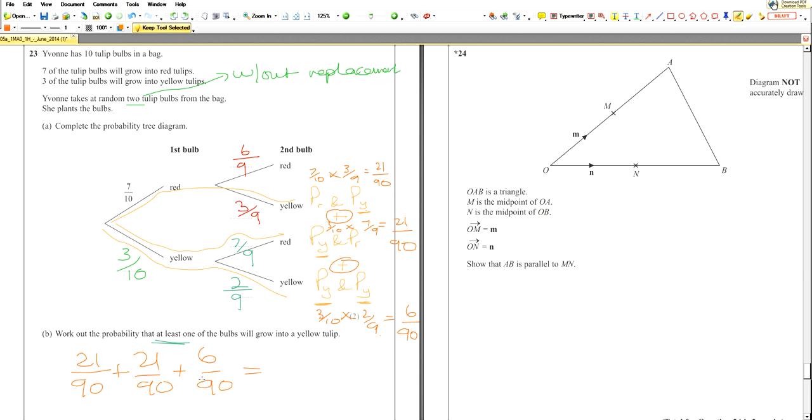So we have 21 plus 21 plus 6, that's 42. 42 plus 6 is 48 over 90, which is our answer. We can cancel that down if you want to, but I'm just going to leave it here, and the examiner's mark scheme has got that as the answer, so that's good enough for me. Okay, lovely. Right, let's have a look at the next question.